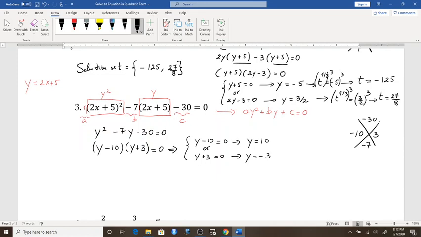And now we know that y is 2x plus 5, so we have 2x plus 5 equal to 10, or y equal negative 3 means 2x plus 5 equal to negative 3, and we can solve for x. So let's subtract 5 from the first one, and we end up with 2x equal to 5. And for the second one, we get 2x equal to negative 8. And then from here, we get x equal to 5 over 2. And from here, we get x equal to negative 4.